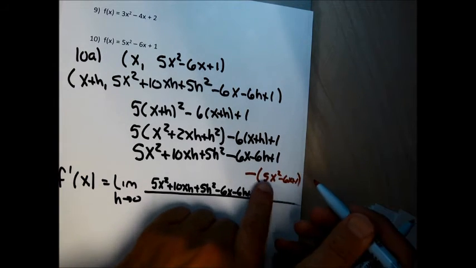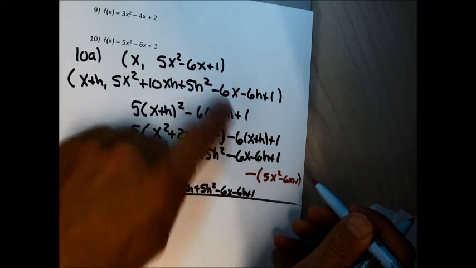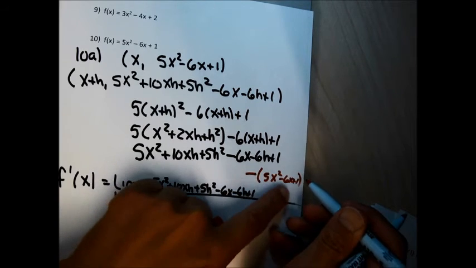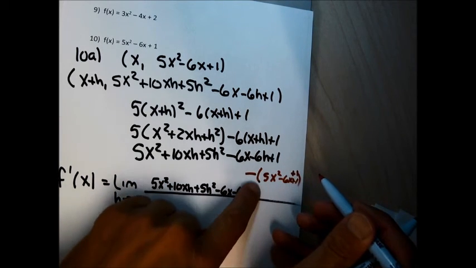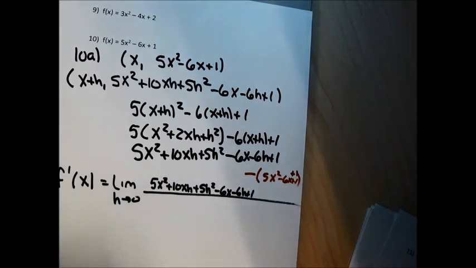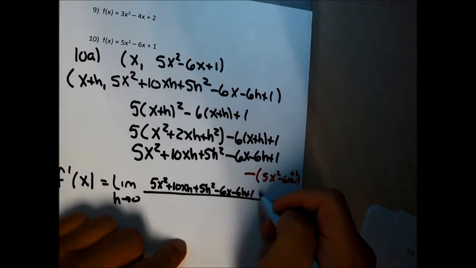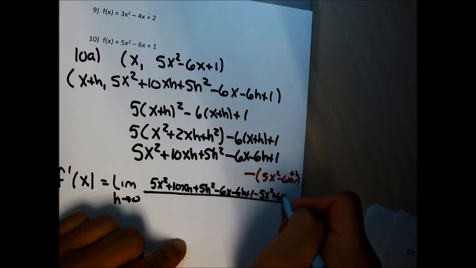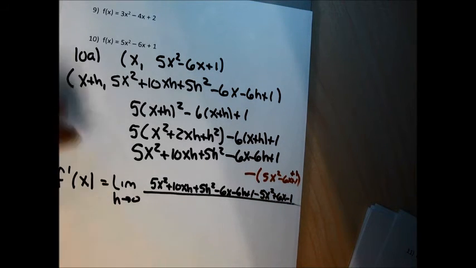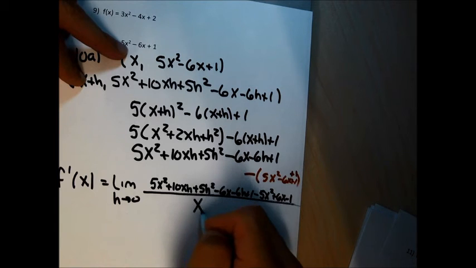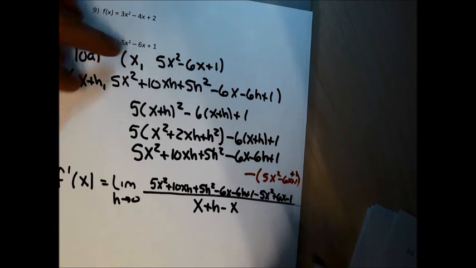I'm going to change, so it's minus 5x squared. It's minus parentheses 5x squared minus 6x plus 1. I'd put it in a parentheses and then I drop the parentheses. When I drop the parentheses, I'd get minus 5x squared plus 6x minus 1. And then the denominator is x2 minus x1.